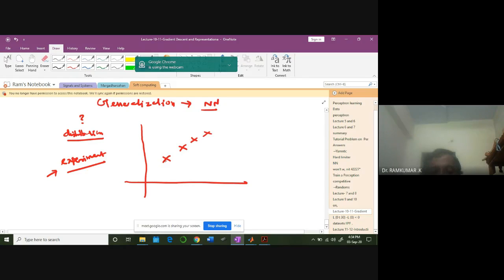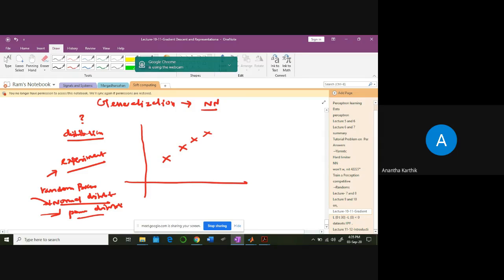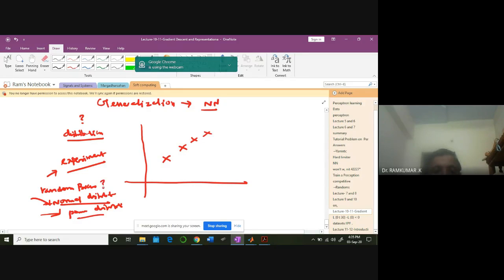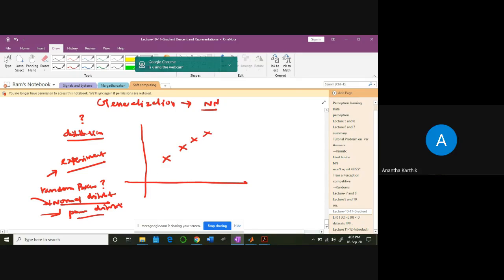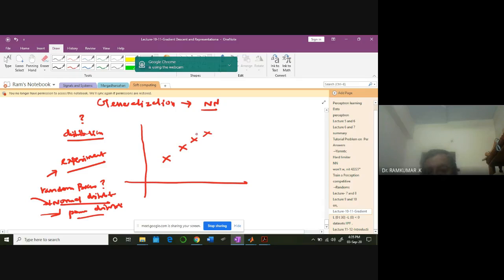The data normally can be generated by some random process. For example, data can be normally distributed, or it can be Poisson distributed. So different probabilistic distributions are there. The data can be from any one of these distributions, but we don't know which. If we knew the distribution, then to a good extent we could predict it. But we don't know this distribution, and we have only this data.